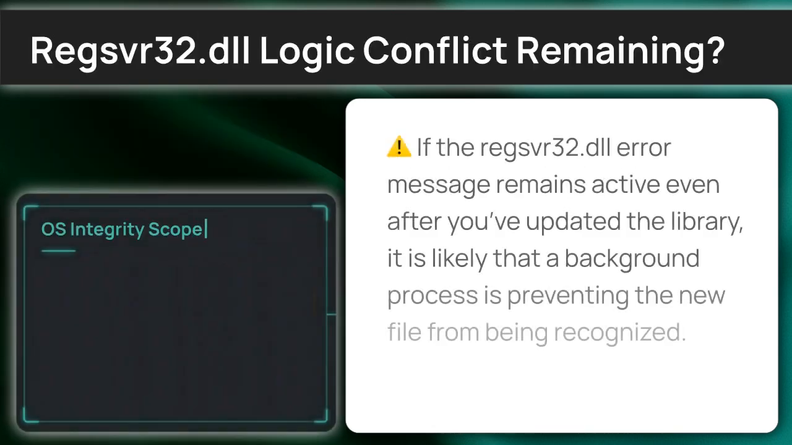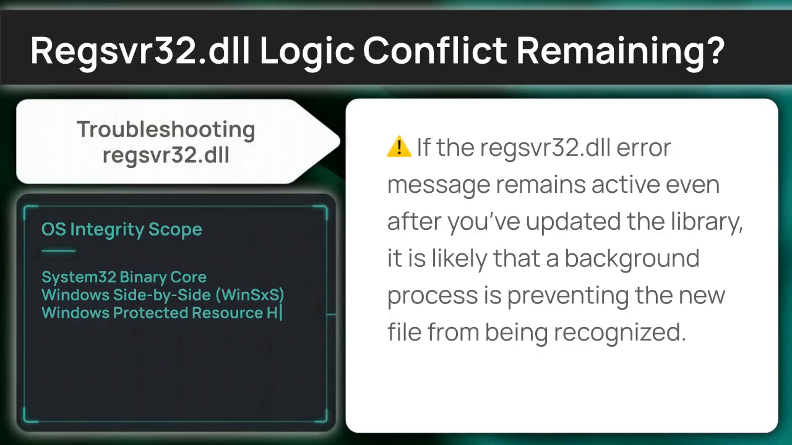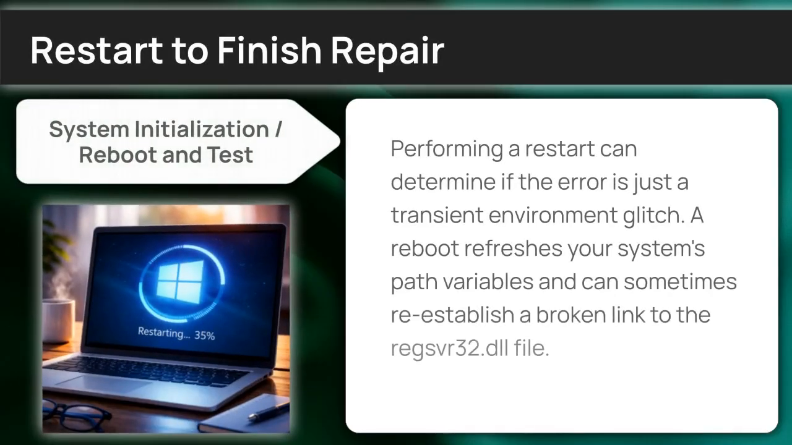If the redistributable repair didn't resolve the pop-up, the next logical step is to analyze the local environment for process conflicts. A full system restart clears the temporary memory cache and allows Windows to attempt a fresh initialization of all required libraries, including Registry Server 32 Library.